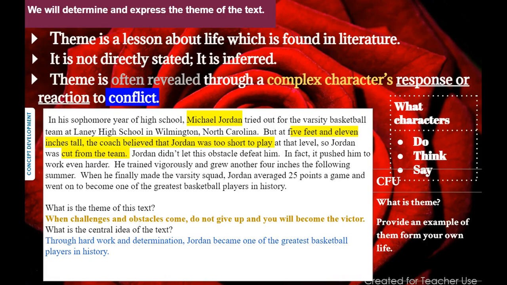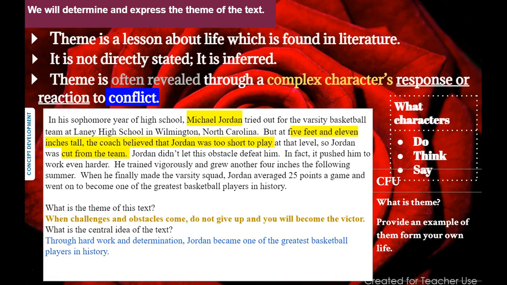Try again. Now, what was the central idea of this text? What was this text talking about? Who or what was this text talking about? This text was, yes, talking about Michael Jordan. But what did it say about Michael Jordan? Through hard work and determination, Jordan became one of the greatest basketball players in history. Yes, so you see how we have a theme and a central idea?